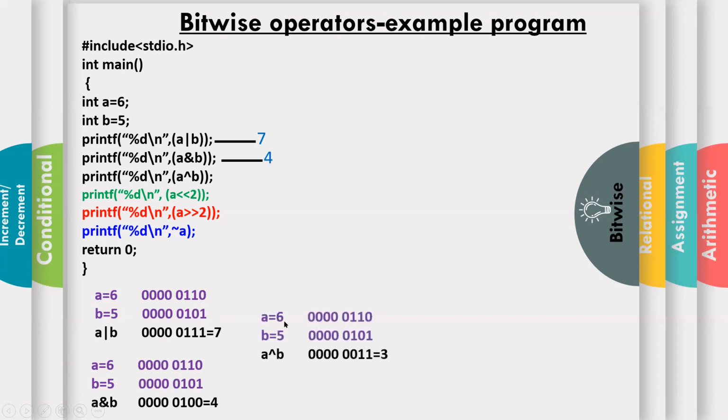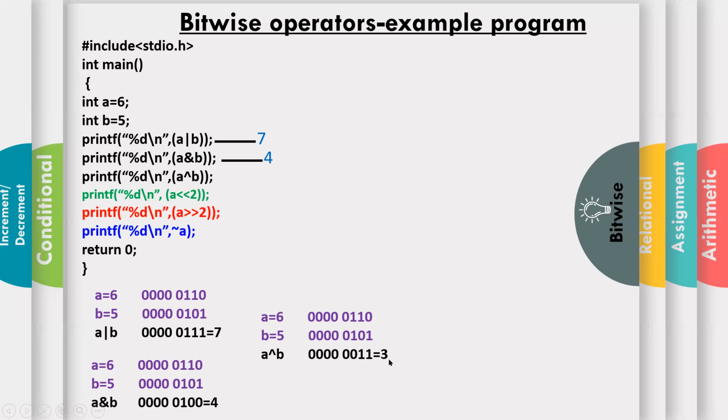Similarly, exclusive OR. So 0 exclusive OR 1 is 1. So you observe the table, both are 0, then only you will get the 0 value. Otherwise, you will get 1. So 1 exclusive OR 0, 1. 1, 1, 0. So 0, 0, 0. So finally you got 1, 1. So convert that into decimal, that is 3.